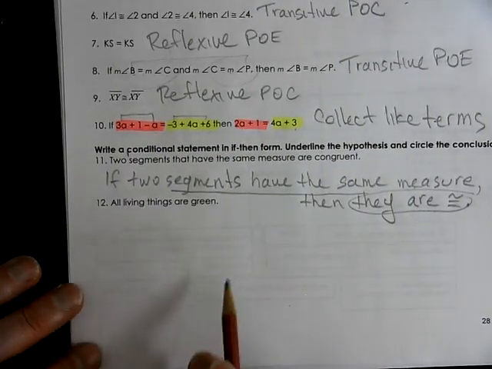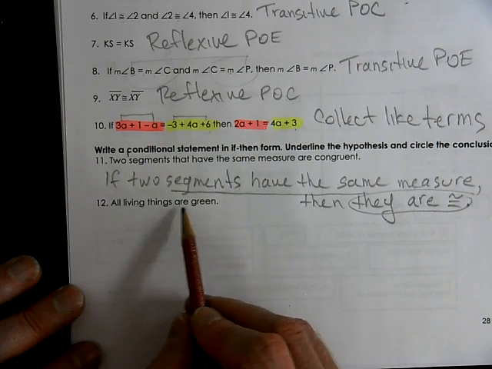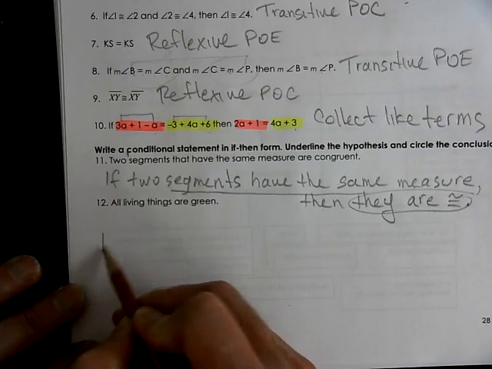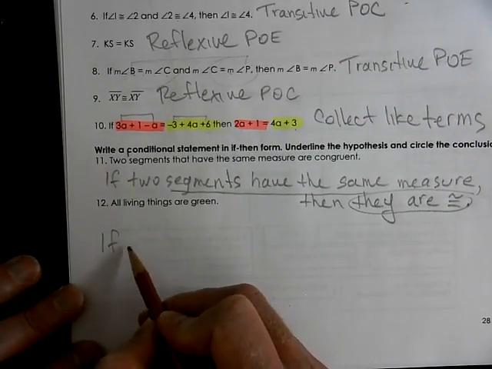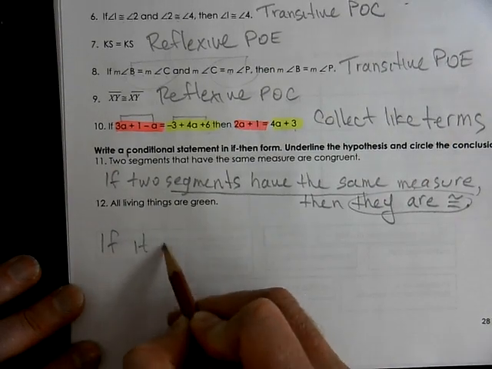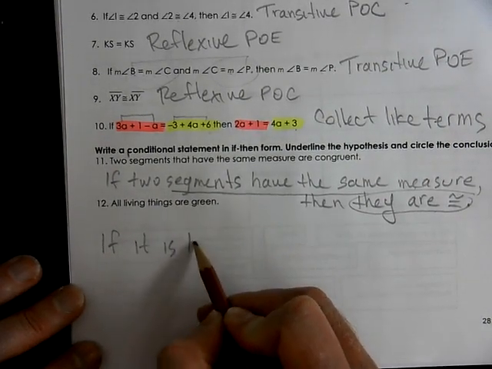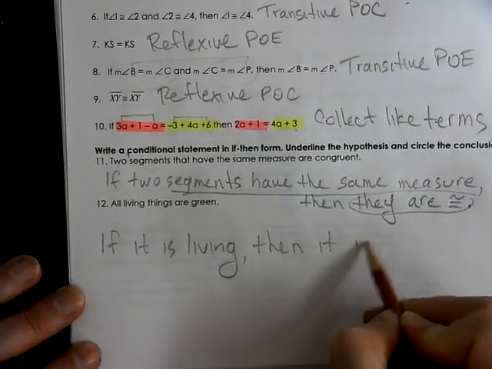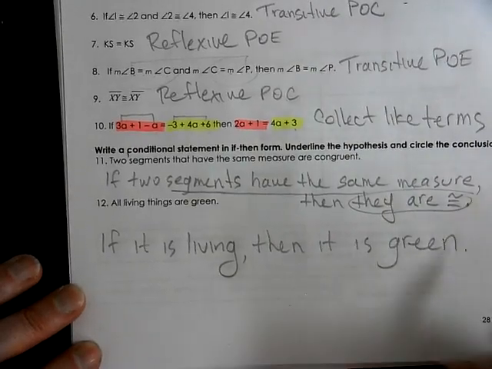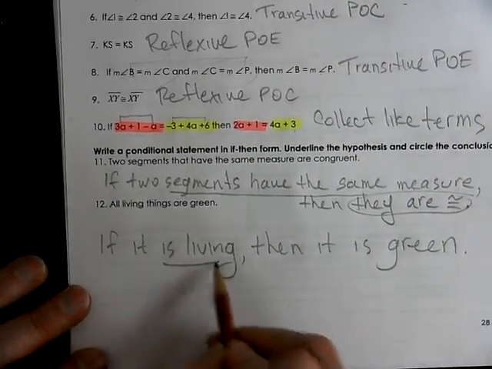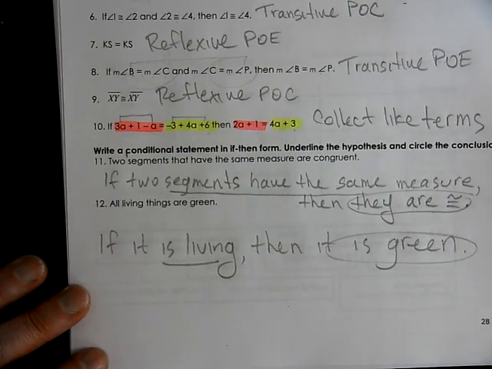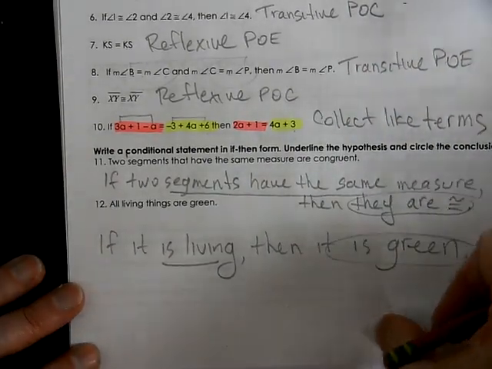This is kind of a weird thing. All living things are green. If it is living, then it is green. Living means that it's green. And we can probably think of a lot of different things that are living that are not green. But they're not asking us to do true and false.